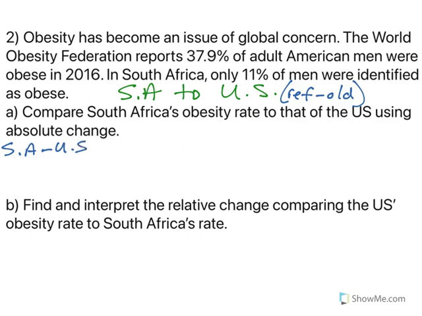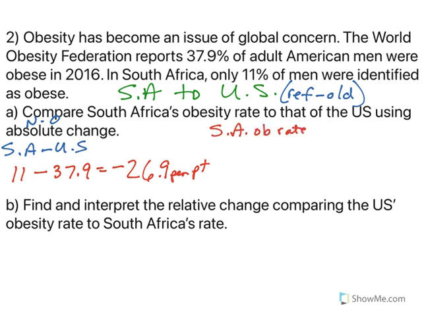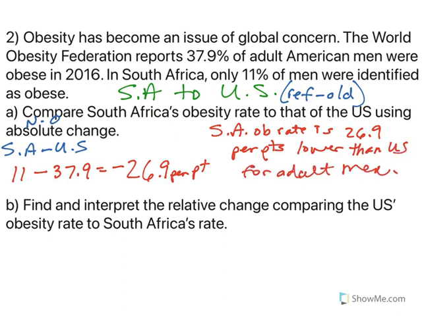Just thinking about what this means, right? Because absolute change is new minus old. Okay, so South Africa is 11% and the U.S. is 37.9. So we would say negative 26.9 percentage points. So that comparison, we would say South Africa's obesity rate is 26.9 percentage points lower than U.S. for adult men. That's what that means.